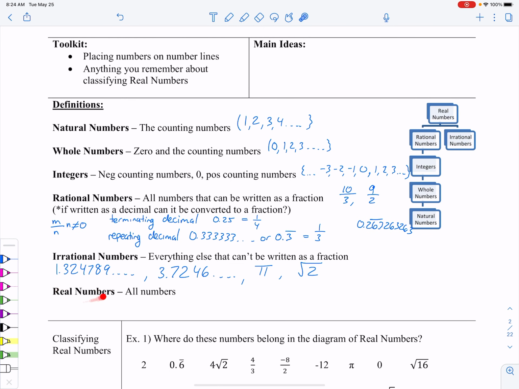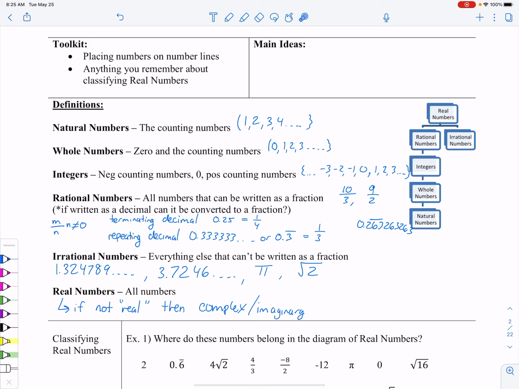And the last thing we have is real numbers. All the numbers that we're going to be talking about here are real numbers. Just to contrast that, if they're not real, then they're called complex, or otherwise known as imaginary, and that's something that you won't see until university.